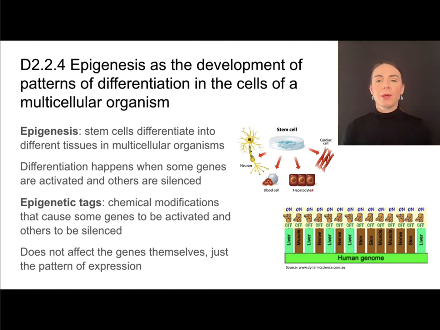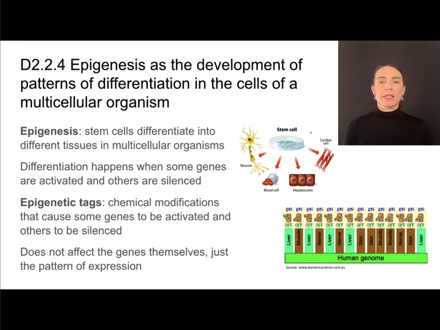So for example, a liver cell is going to have all of the genes in the entire human genome. It is going to express the genes that help it perform its jobs, and it is going to not express genes that would help other cells do their jobs.